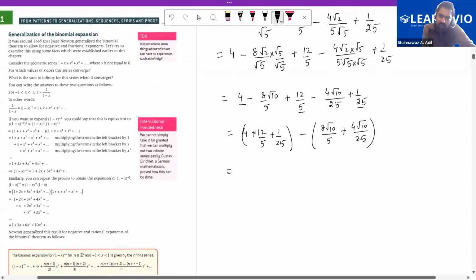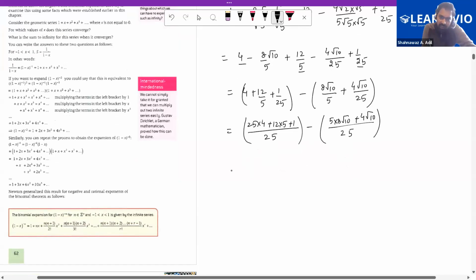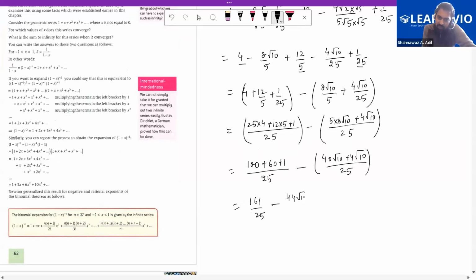Now, these are all fractional terms, so we have to take the LCM. LCM would be 25. So 25 into 4, plus 5 fives are 25, so 12 into 5, and then 1. And again the LCM is 25, so 5 is multiplied upstairs, and then this is 1 only. So what do we have? This is 100 plus 60 plus 1 divided by 25. And minus 40 plus 4 divided by 25. So this is 161 by 25 minus 44 root 10 by 25.